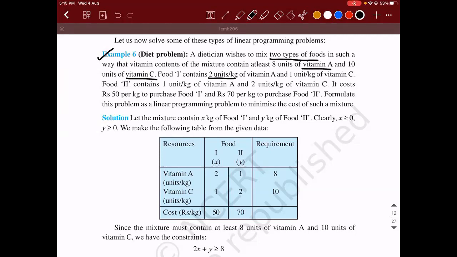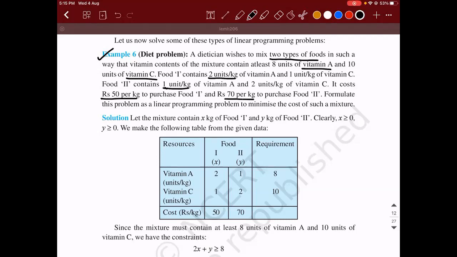So food 1, there is one food that contains 2 units per kilogram. So if there is a kilogram of that food available, in that there is 2 units of vitamin A available and 1 unit of vitamin C that is available. Similarly, there is another food which contains 1 unit per kilogram. In 1 kilogram, you have 1 unit of vitamin A and 2 units of vitamin C. So it costs rupees 50 per kilogram to purchase food 1 and rupees 70 per kilogram to purchase food 2.